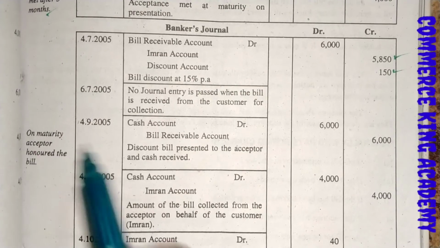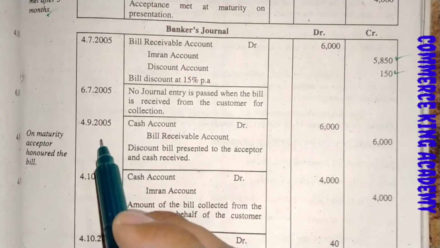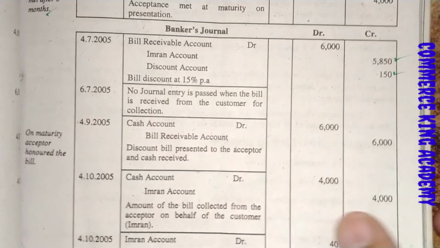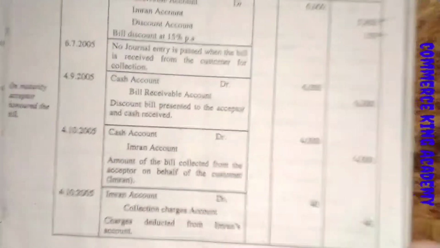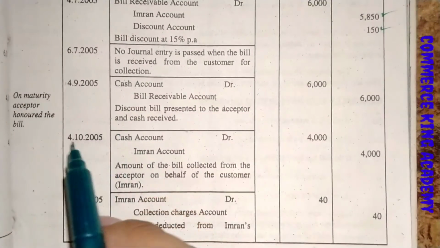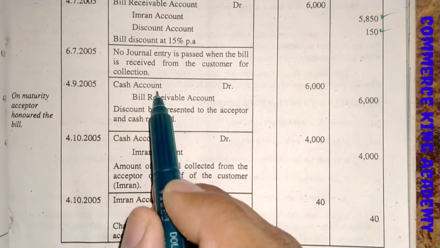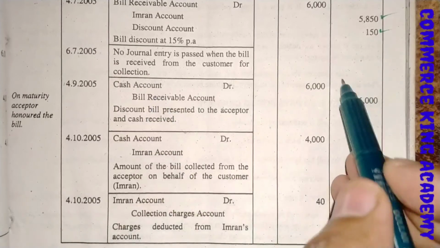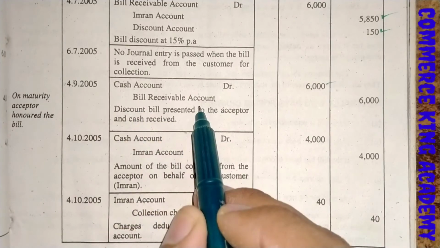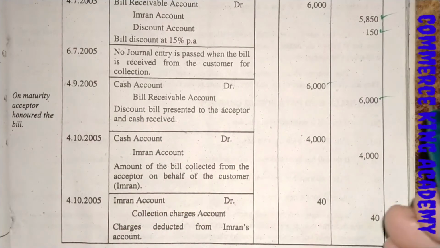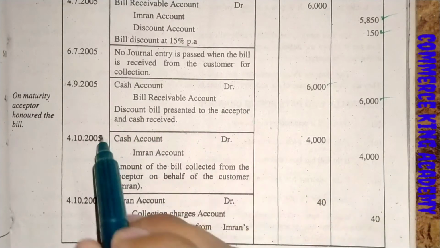You can see on 4th September 2005. Remember, this is the date when Mr. Irfan makes a payment to the bank. So the bank receives a payment from the acceptor and makes the entry in its accounts. Simple: cash account debit, because cash was received from the acceptor by the bank, 6,000 rupees, and decrease in the bank's asset, which is bills receivable account, credit with the same amount, 6,000 rupees, with details or description: discounted bill presented to the acceptor and cash received.